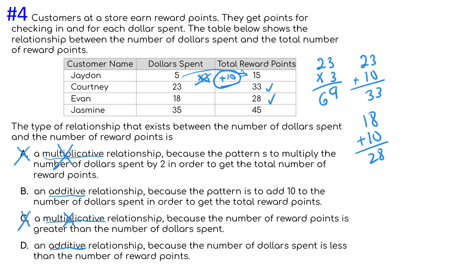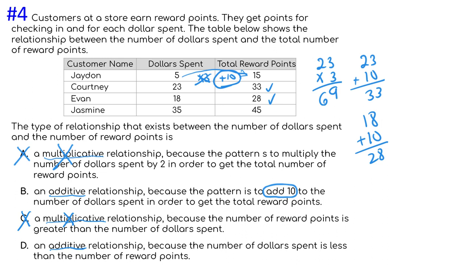And now it comes down to the reason. B, an additive relationship because the pattern is to add 10, that sounds like what we figured out, to the number of dollars spent in order to get the total reward points. Sounds right to me, but let's check D.